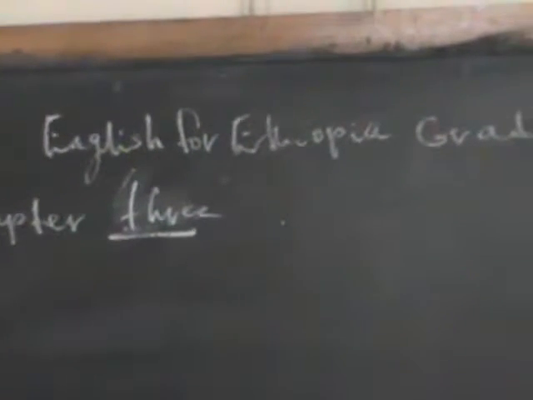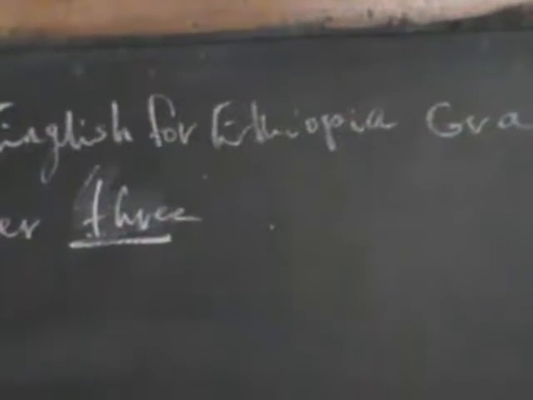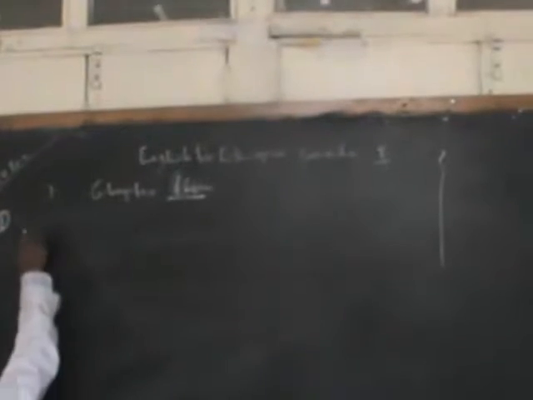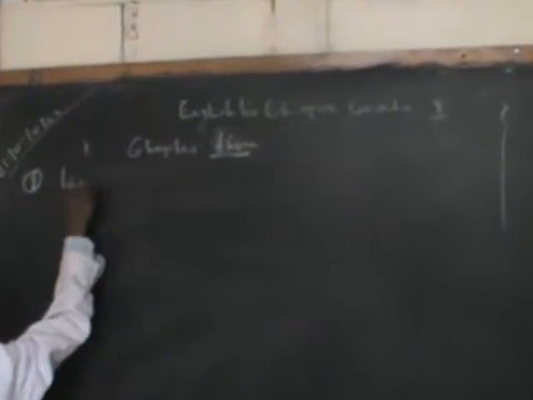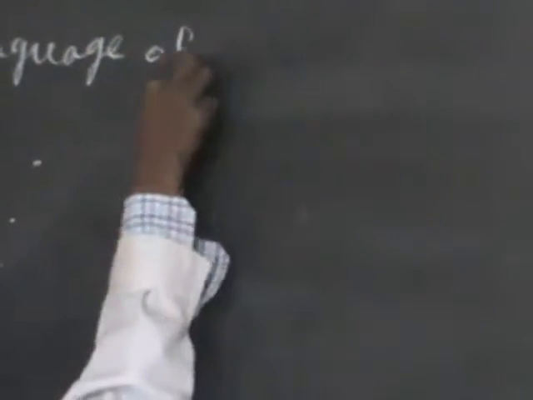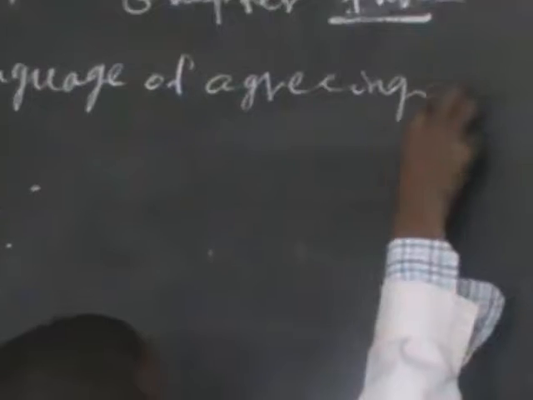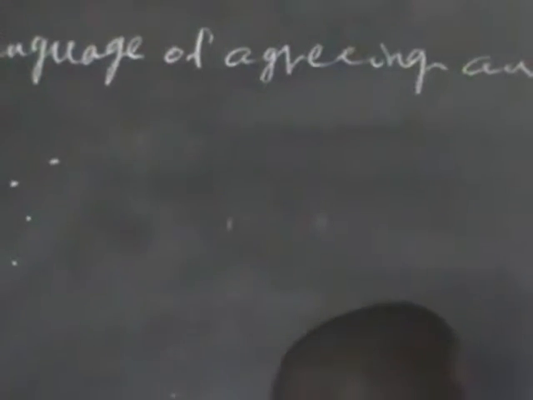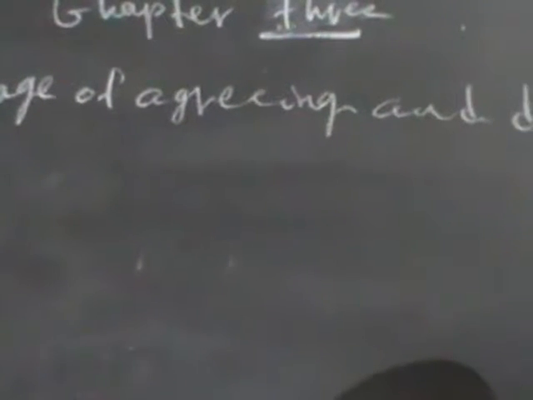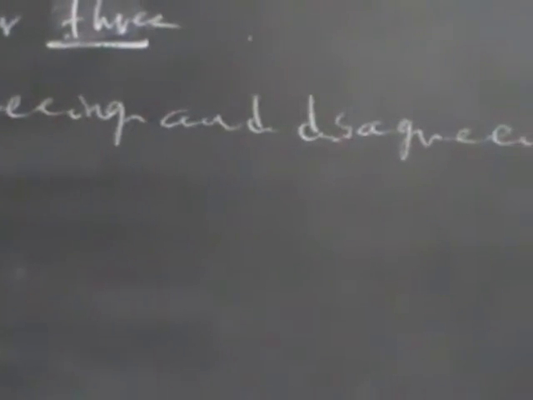Chapter 3 is concerned with the language of agreeing and disagreeing. The language of agreeing and disagreeing. Agree.